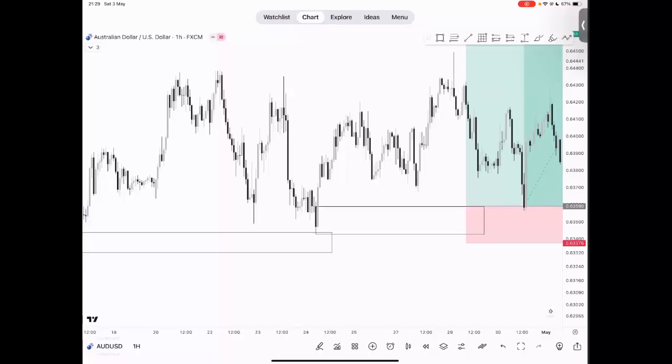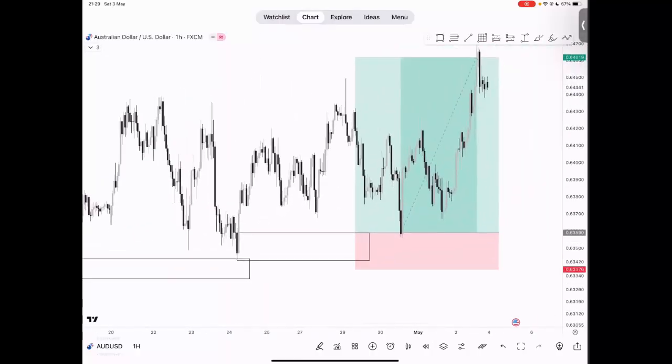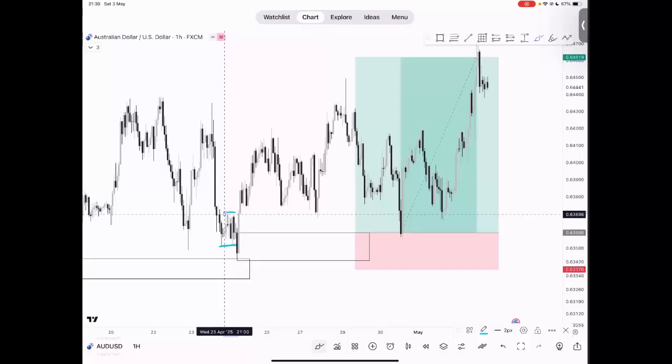So waiting for your pattern to form after the mitigation on this demand zone, what happens next? Price swept liquidity with the mitigation, then went ahead to break structure internally. The moment price took out this lower high, we had a break of structure. And then what happens next? We had what?